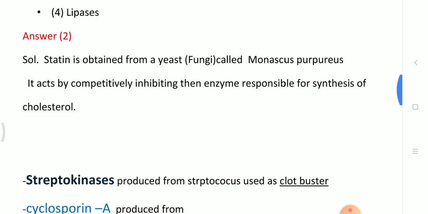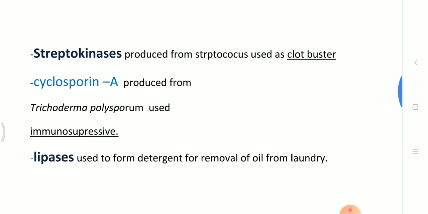So what are the uses of cyclosporin? What is the use of streptokinase? Streptokinase is produced from a Streptococcus strain and used as a clot buster. Clot buster means it is used where a heart attack takes place or the blood is clotted inside an organ. To remove that clot in serious conditions, streptokinase is used.